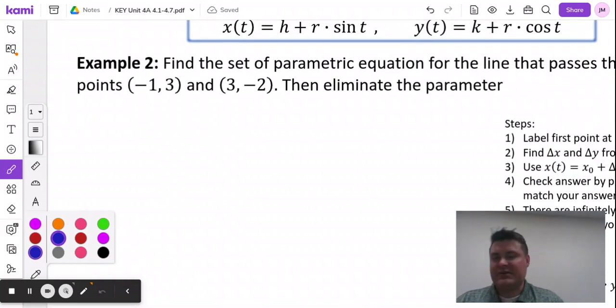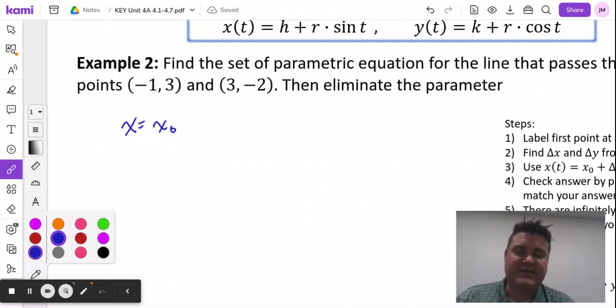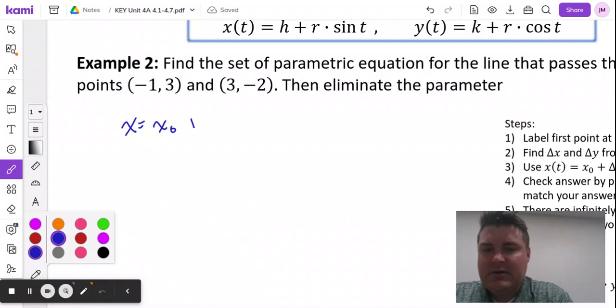So what I'm going to be using are these equations. x equals initial x naught. You might hear that in physics, x naught, x sub 0. That's the initial x value plus t times change in x. And y is the same story, but with y's.